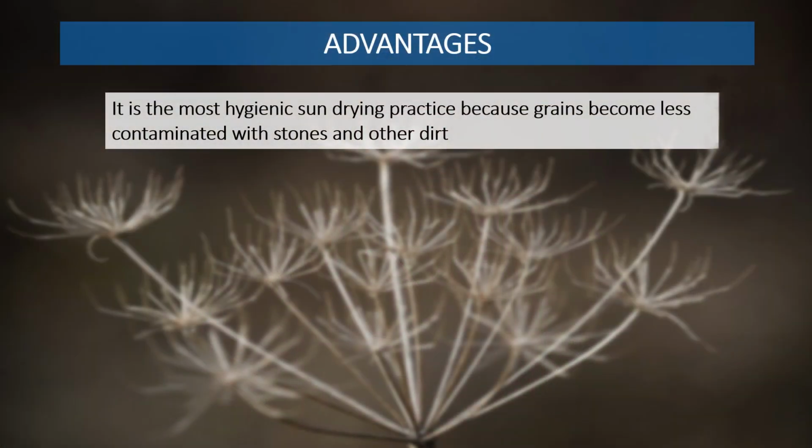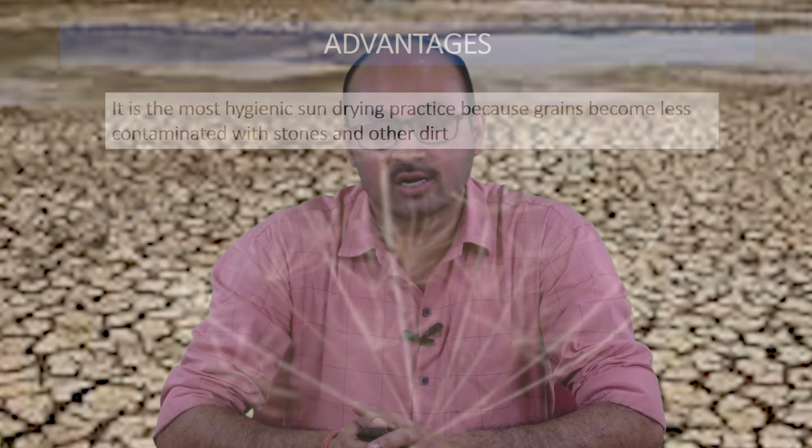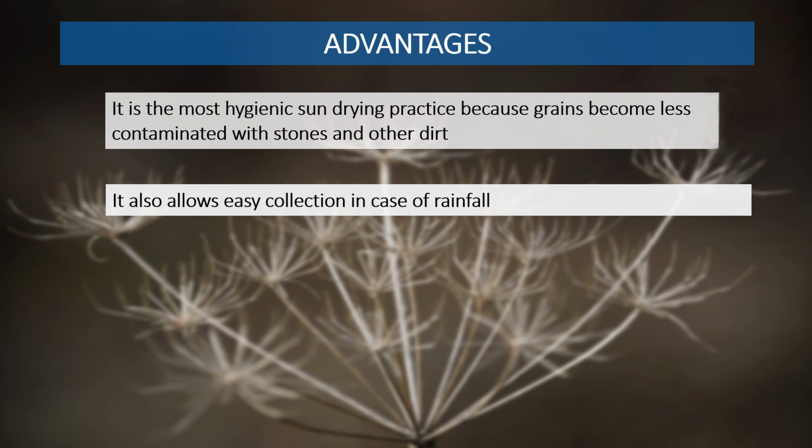The advantages are, it is the most hygienic sun drying practice because grains become less contaminated with stones and other dirt. We will see in the next section. In pavement drying, where we use a pavement to dry the food products, stones and dirt generally contaminate your products. But this mat drying technology is the most hygienic technology. It also allows easy collection in the case of rainfall. Suppose we are drying our crop on the mats, so we can easily fold the mat when rainfall is there.